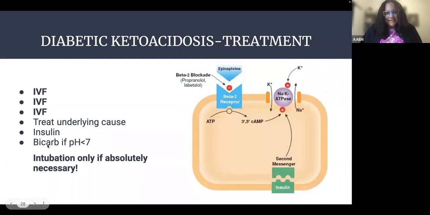How are we going to treat DKA? Fluids, fluids, fluids. Those in DKA are typically 6 to 9 liters of fluid down. Those with HHS are usually about 12 liters down. So first and foremost, they need IV fluids, and then also treat the underlying cause.